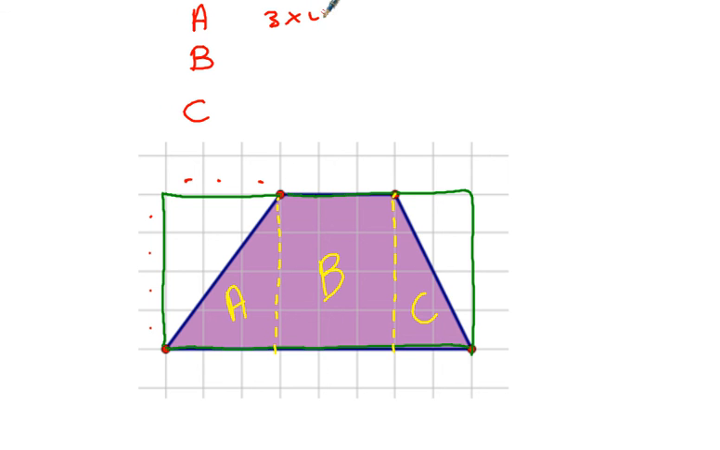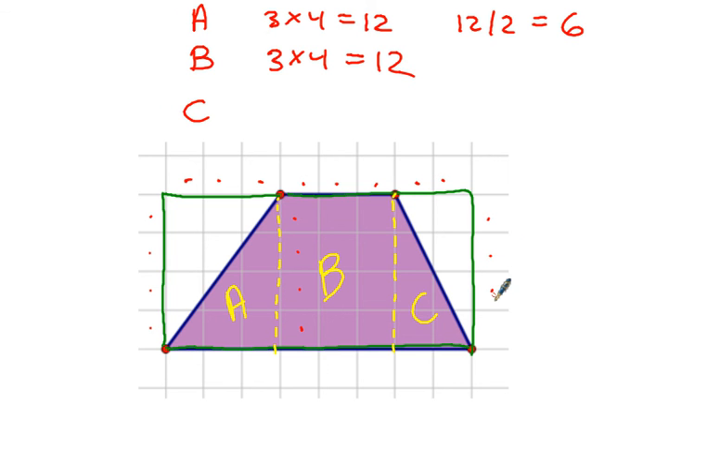So 3 times 4 is 12. We only want half of that. So that region must contain 6 squares. Moving on to B. B is 1, 2, 3 units wide and 4 units high. So area B contains 12 squares. Moving on to C. C is 2 units wide and 4 units high. So that box on the side contains 8 squares, but only half of them are shaded, which means area C contains 4 square units.